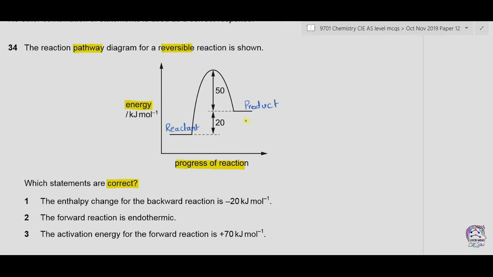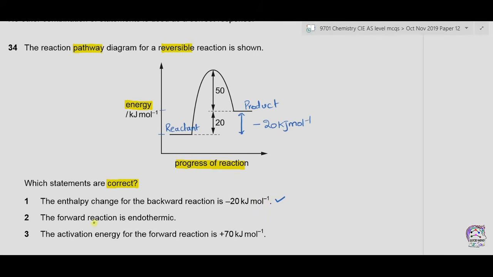The enthalpy change is the energy difference between products and reactants. As we can see, product has more energy as compared to the energy of reactant, so therefore backward enthalpy is negative, and they have given the difference which is 20, so therefore it would be minus 20 kilojoules per mole. So option 1 is correct.